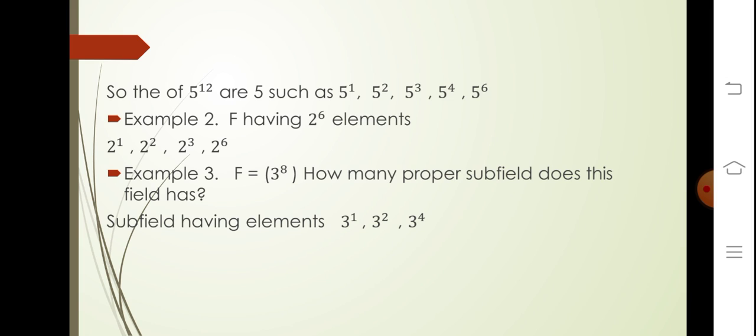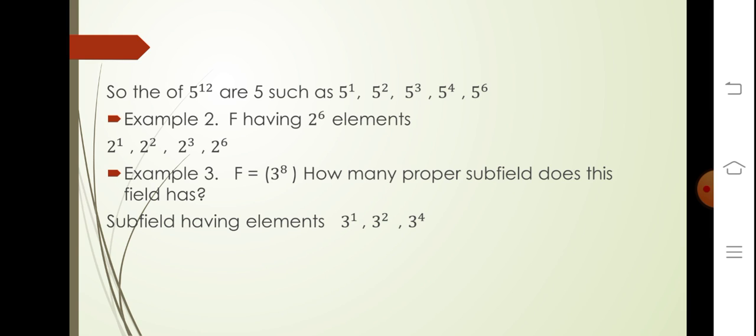Another example, example number 3, F is equal to 3 raised to the power of 8. How many proper subfields does this field have? The subfields have elements of 3 raised to the power of 1, 3 raised to the power of 2, and 3 raised to the power of 4. So these are the subfields of 3 raised to the power of 8, since the divisors of 8 are 1, 2, and 4.